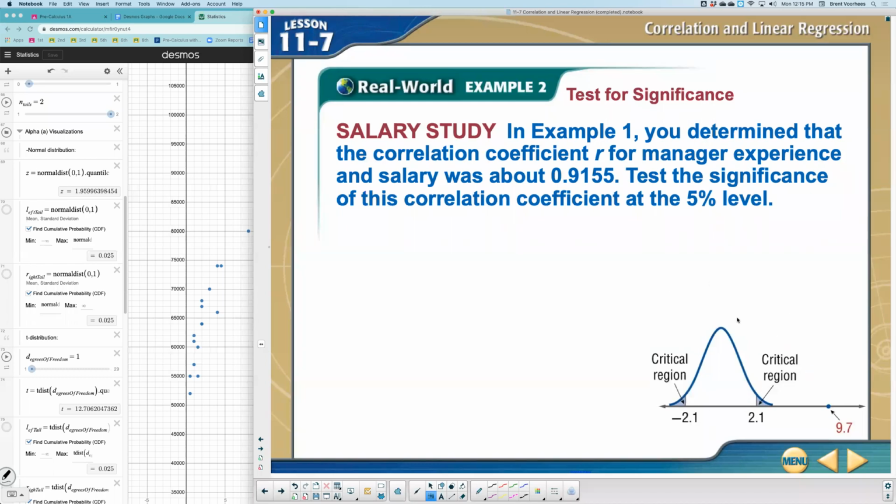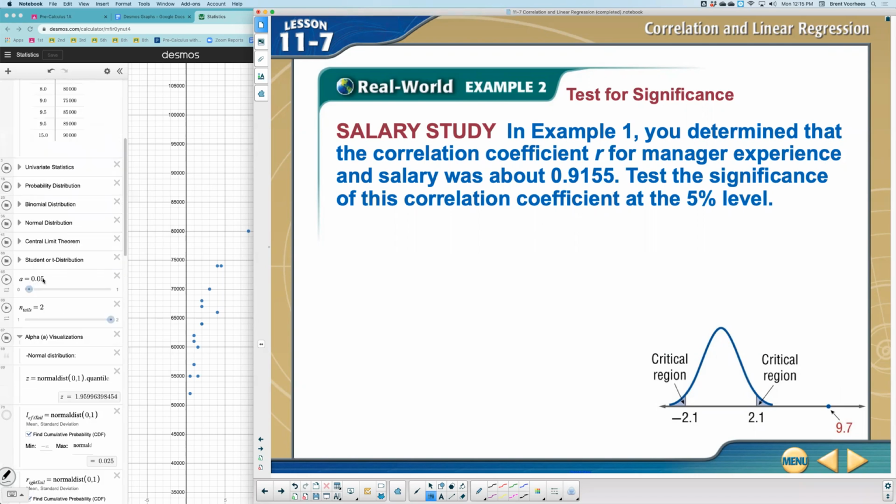So here's what I'm going to do. I'm going to walk you through where this graph comes from, and then we'll test the significance. So we know that alpha is 5%, which is 0.05. So I have that. And as you can see here, we're testing two tails. So I need to leave this as two tails.